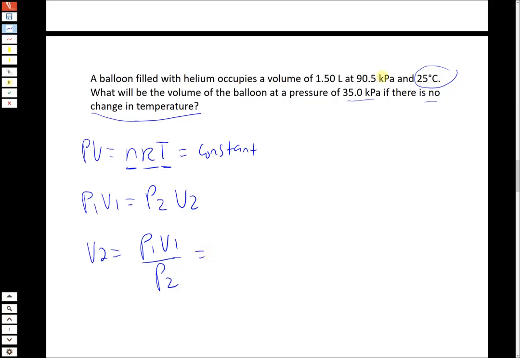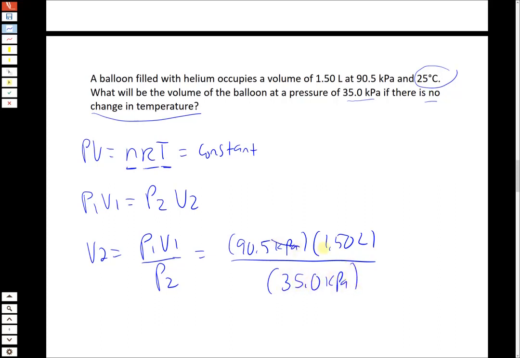Alright, so the initial pressure is 90.5 kPa. We can use whatever pressure units we want as long as they're the same. So 90.5 kilopascals. The initial volume is 1.50 liters. And the final pressure, P2, is 35 kilopascals. Alright, so again, as long as the two pressure units are the same, they'll divide out. That'll give us an answer in liters. And that comes out to 3.88. So the volume gets bigger because the pressure gets smaller.